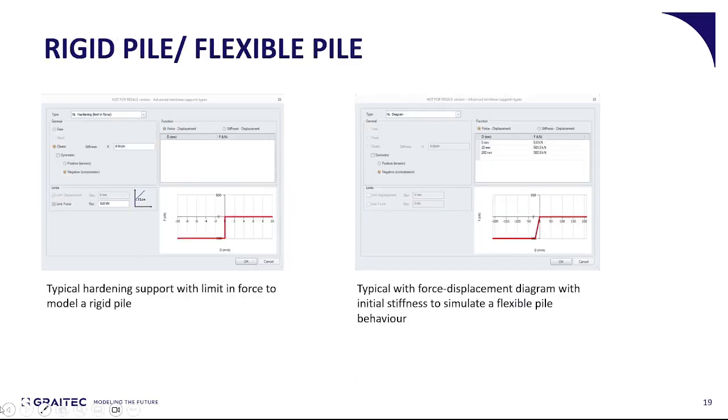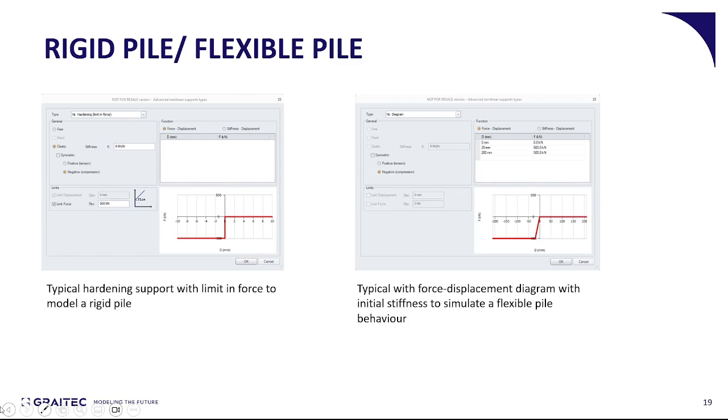Let's see now how to model the behavior of a rigid and a flexible pile using the advanced supports functionality in advanced design. A rigid pile blocks every movement, both horizontally and vertically, in a structural element until its capacity is reached. Once its capacity is exceeded, the pile starts moving, sinking deep into the soil, causing the development of deformations and displacements in the structural element.